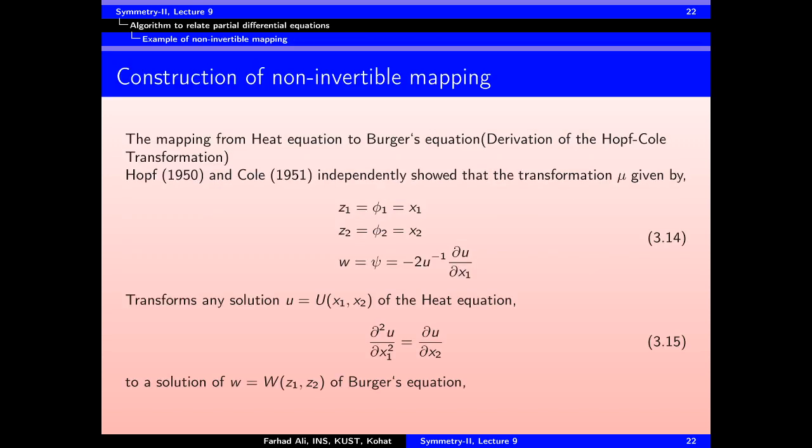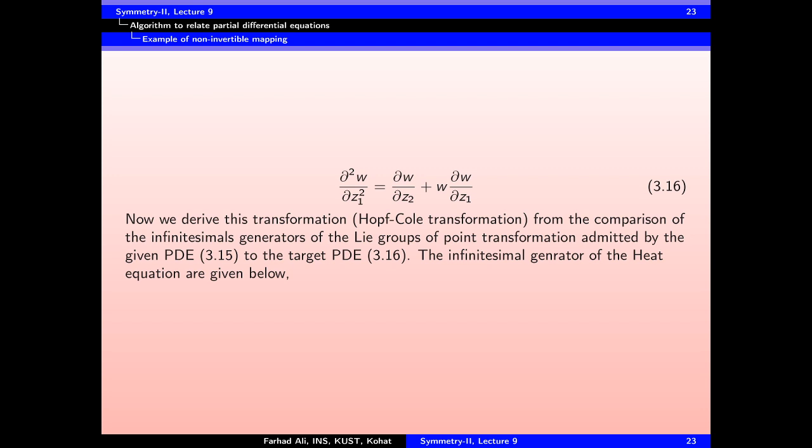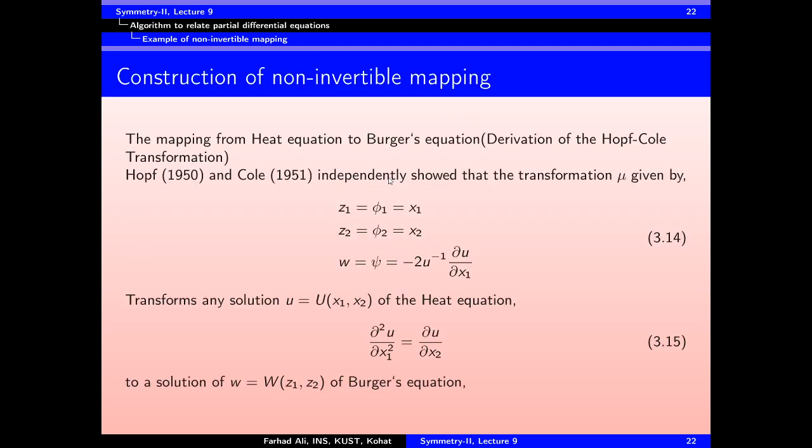Here is the construction of a non-invertible mapping. For this purpose, we have the heat equation and the Burgers equation. The heat equation is a linear equation, but the Burgers equation is, I think, non-linear. Yes, it is non-linear. So we will find this mapping. The mapping is given in 3.14. This is a Hopf-Cole transformation, and we are interested in finding it explicitly by ourselves.